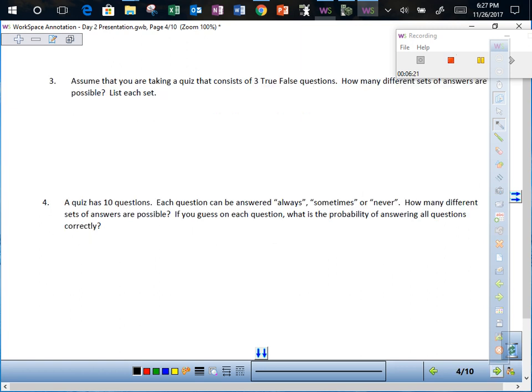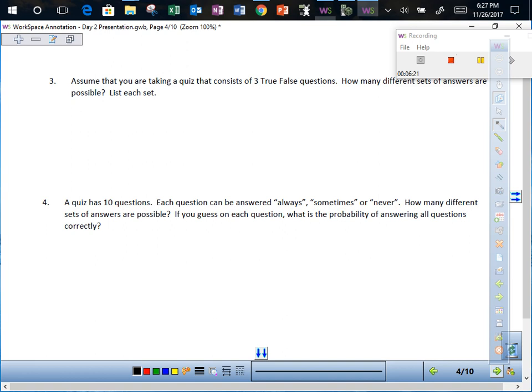Now, let's move on to number 3. It says, assume that you're taking a quiz that consists of 3 true-false questions. How many different sets of answers are possible? Well, we're going to do this 2 ways. We're going to list them, and then we're going to look at it via the multiplication counting principle. When you list everything that could happen, we want to stay organized on your work. So, here's how I'm going to organize the work.